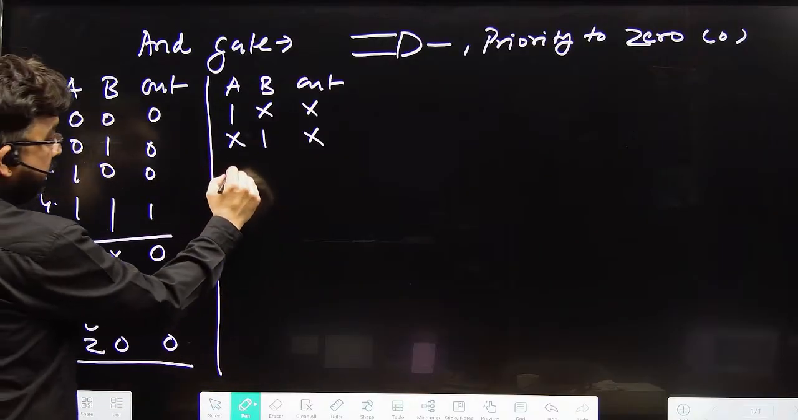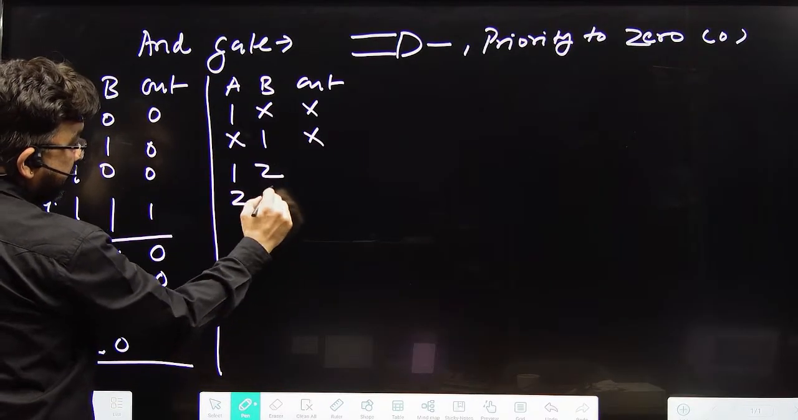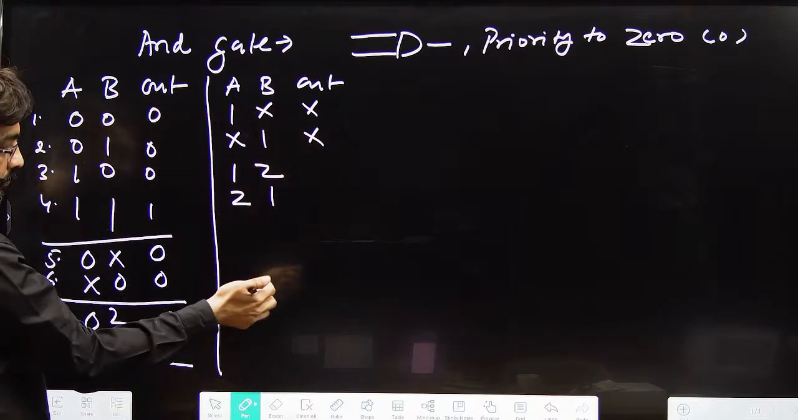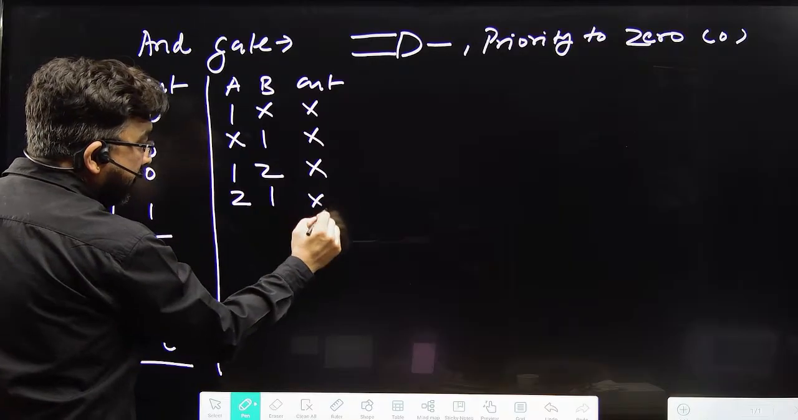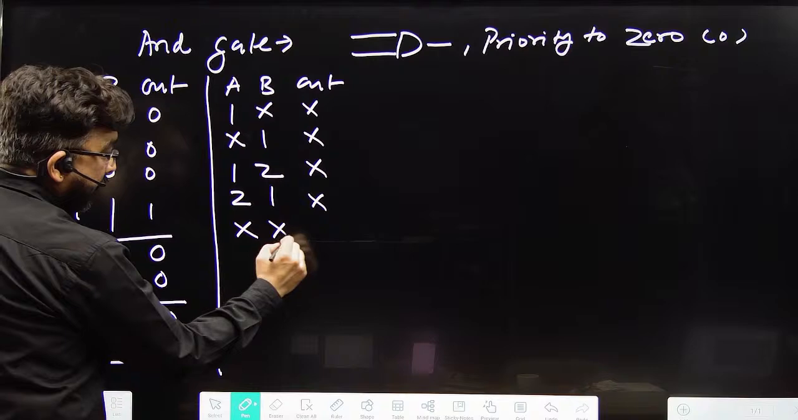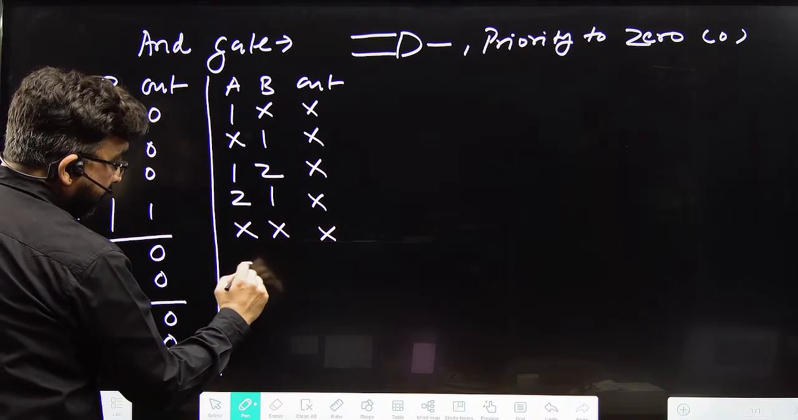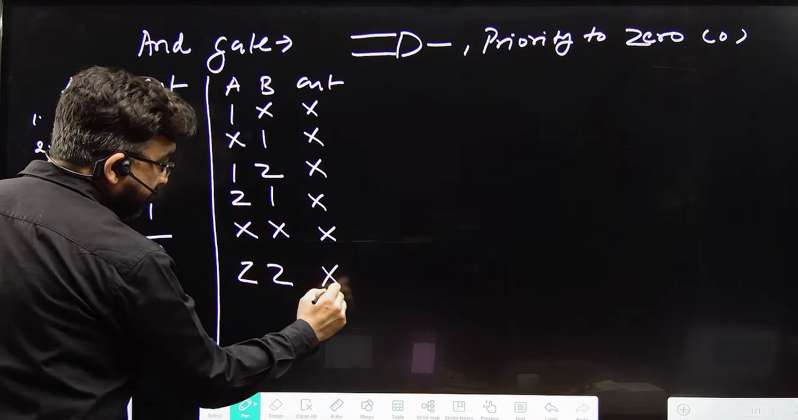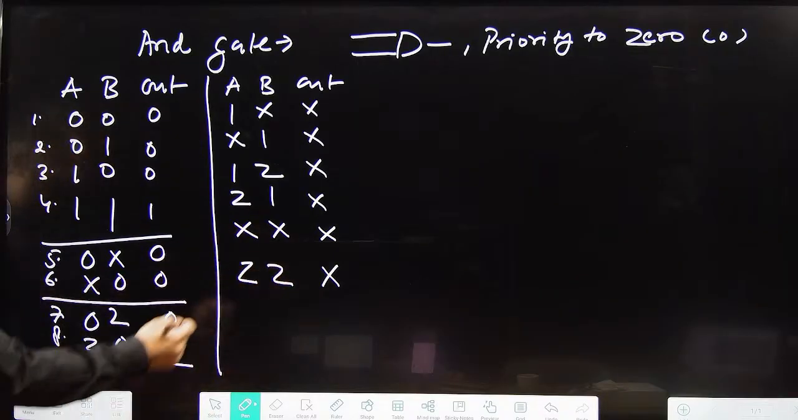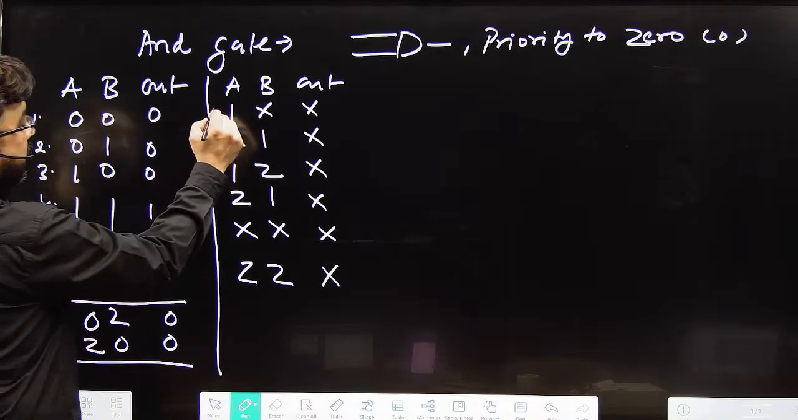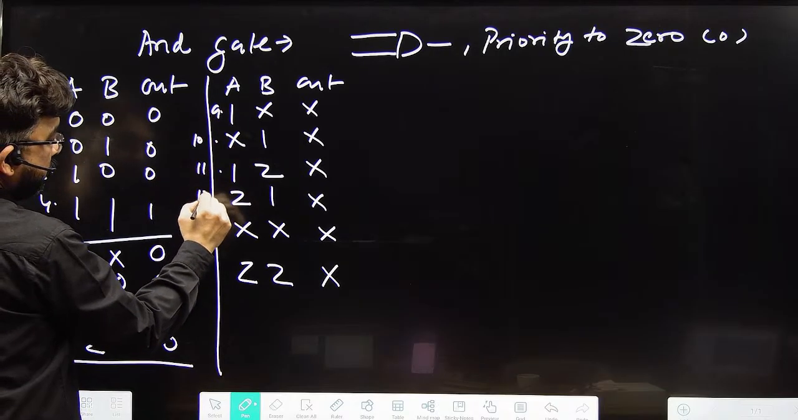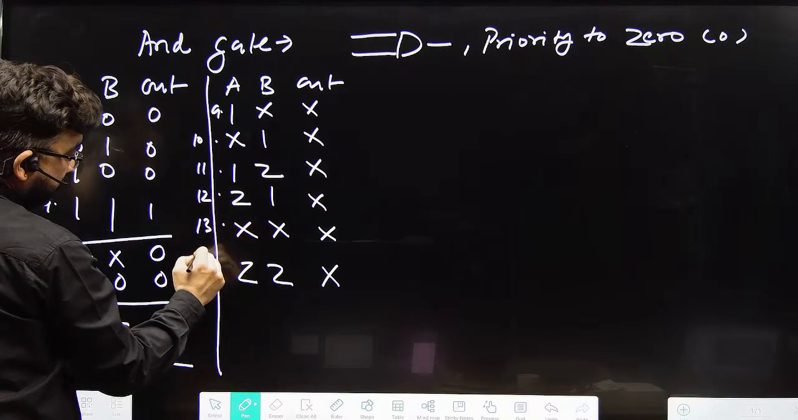Similarly, 1 and Z, Z and 1. So the priority has been given to Z now. Again the output is X. And if both inputs are X, then output is X. If both inputs are Z, output is X. So now you can see here total 16 combinations. Let's see if anything is missing here. 8, 9, 10, 11, 12, 13, 14.